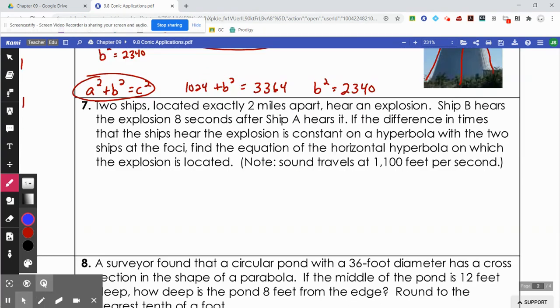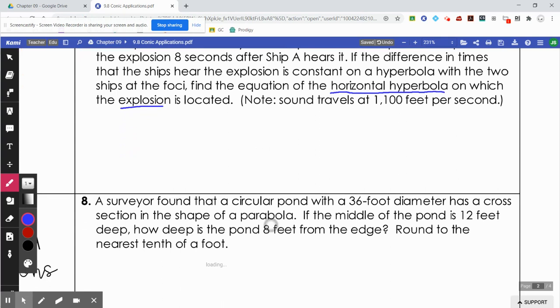Okay, number 7. Two ships located exactly 2 miles apart hear an explosion. Ship B hears the explosion 8 seconds after ship A hears it. If the difference in times that the ships hear the explosion is a constant on a hyperbola with the two ships at the foci, find the equation of the horizontal hyperbola, and they do tell us it's a horizontal hyperbola, on which the explosion is located. So the explosion occurs somewhere on this hyperbola.